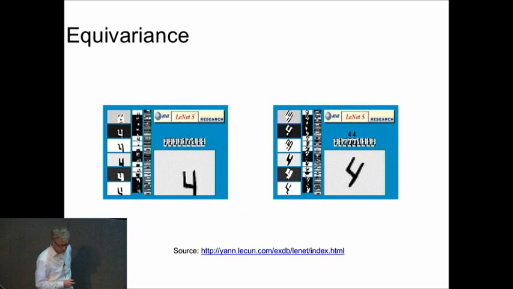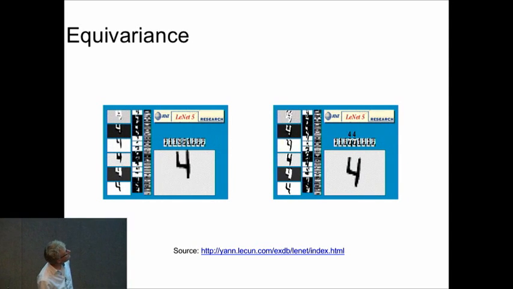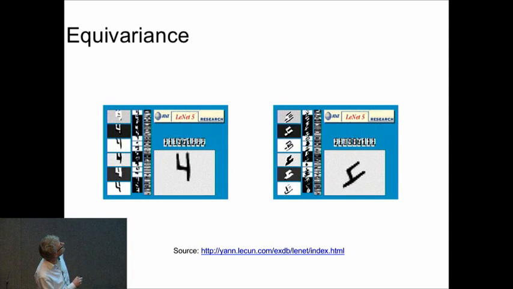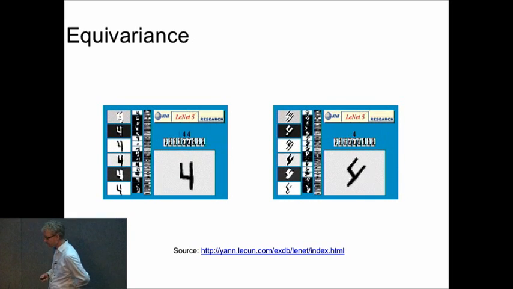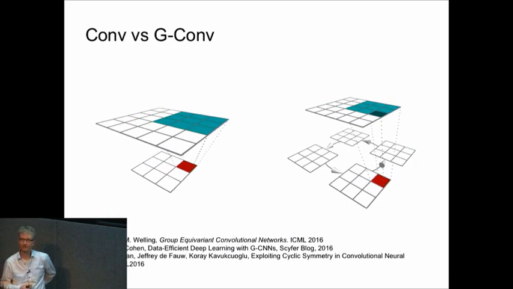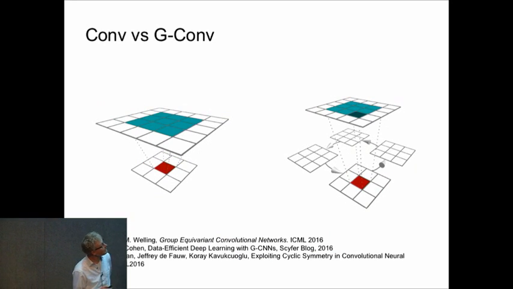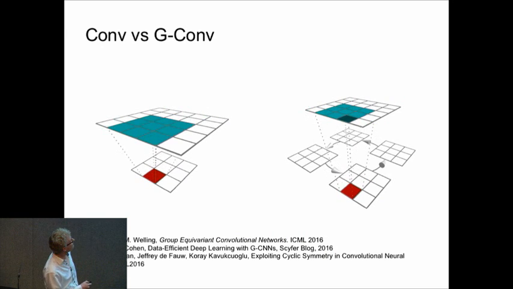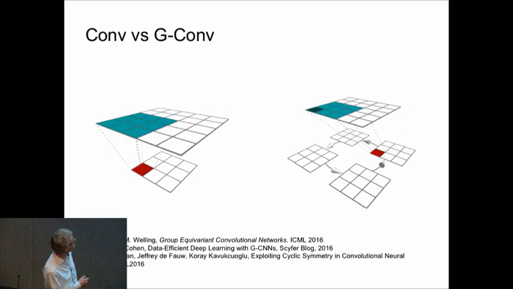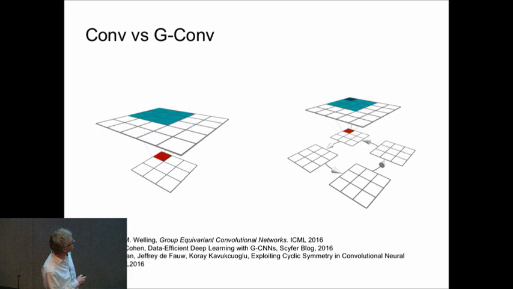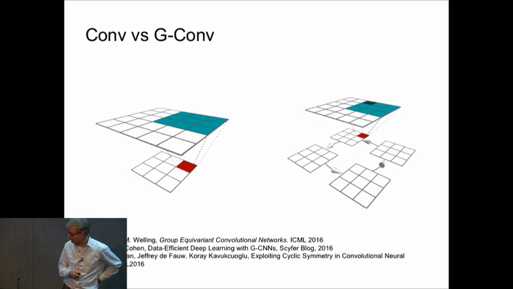This one is an old movie from Yann LeCun's website, where you can see the filter responses. Translation is perfectly equivariant, but if you rotate, you can see things change as things rotate, and that's exactly the thing we're trying to avoid. So the solution is actually quite simple. This is the paper we wrote at ICML 2016. This is the blog that has a nice explanation and some of these GIFs, and there's another paper by people from DeepMind which did very similar work.